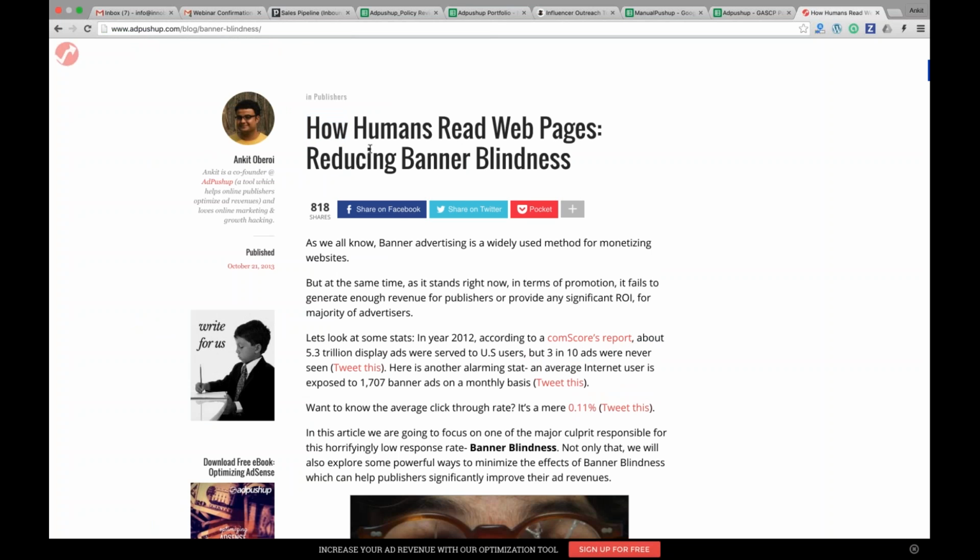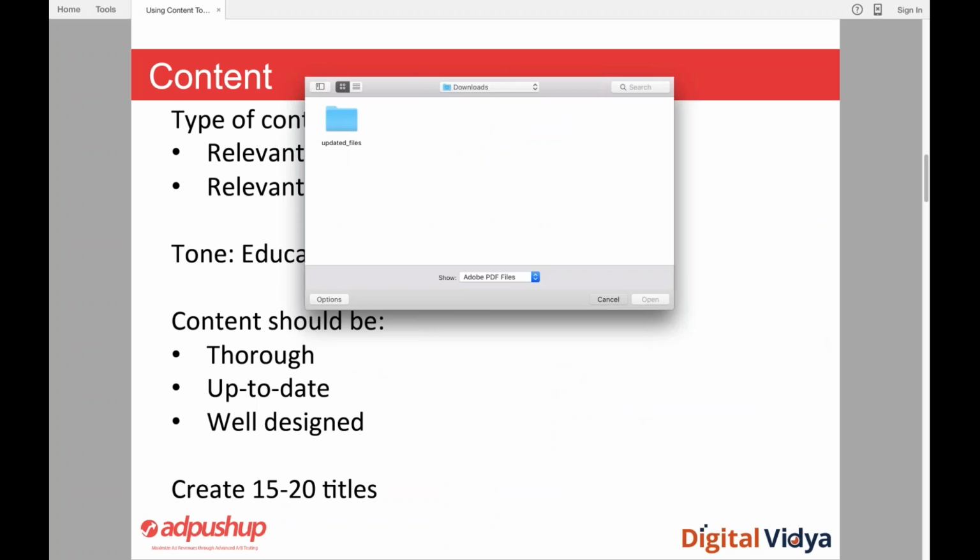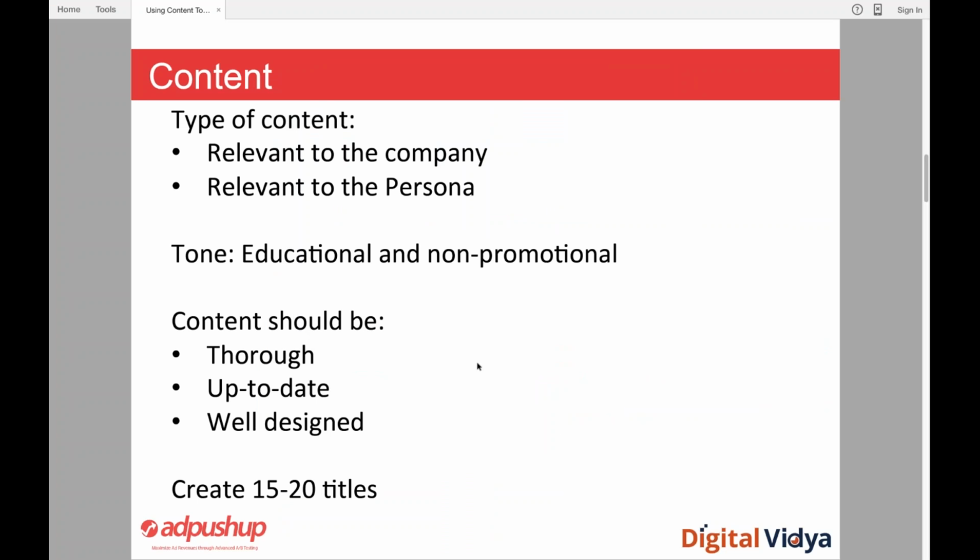But after a lot of testing, what we finally found out was, when you change the title to how humans read web pages, which is basically evoking curiosity in the mind of the reader, the virality coefficient, the number of shares you get for every reader, actually shot up. We saw that this title in particular was working way better than all the other titles we had seen. So it is very important that once you create your content, you spend enough time creating these titles.